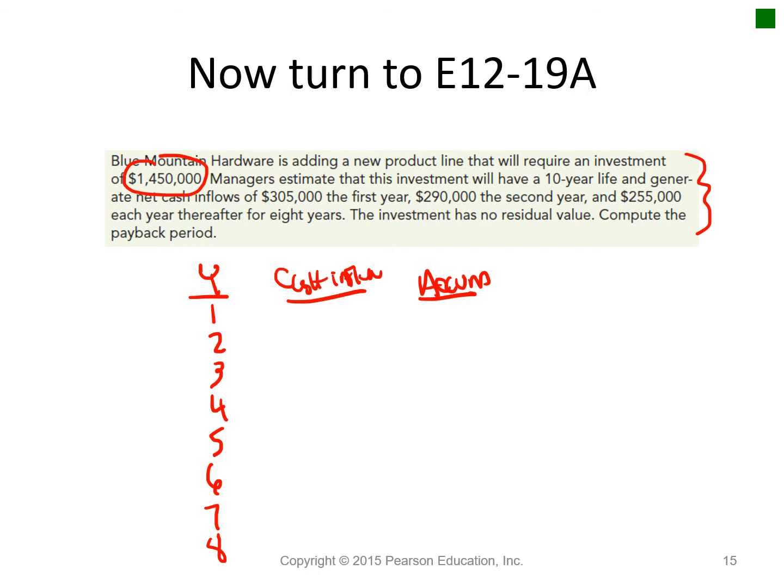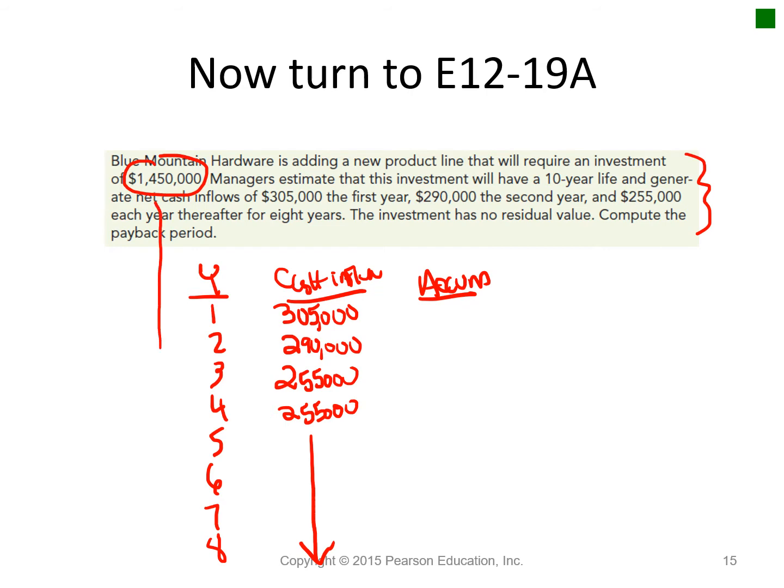So for example, in year one, it says that cash inflows are going to come in. It's going to be 305,000. Okay. And then it says in year two, it's going to be 290,000. And then it says, and 255,000 each year thereafter for 8 years. So then after that, it's going to be 255, 255, and so forth. I'll just kind of draw the line just so you get the point. So what you have to do is individually track and accumulate your cash inflows until you've actually recouped that $1,450,000.